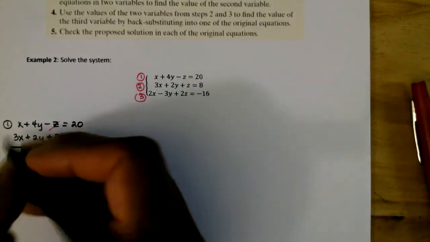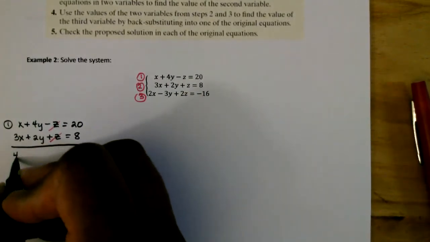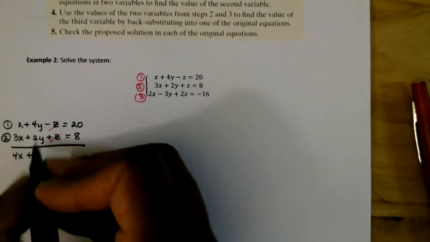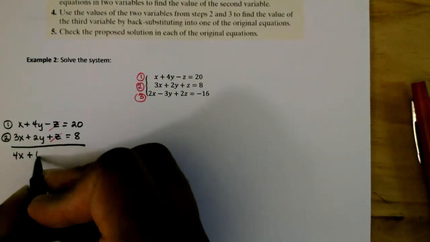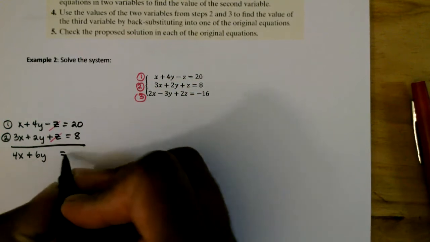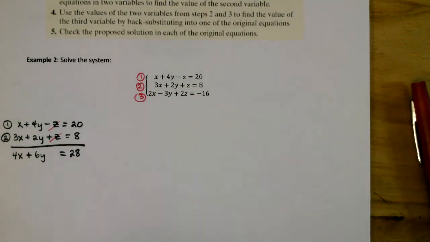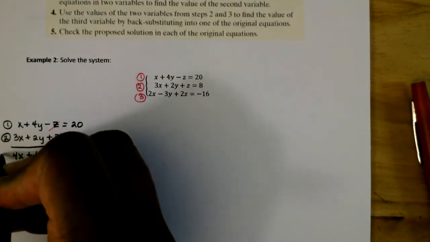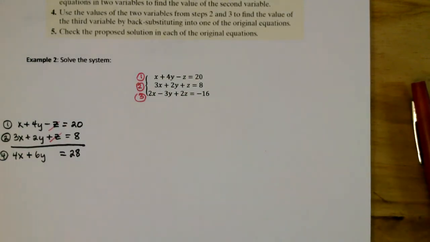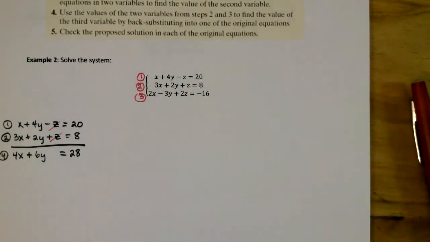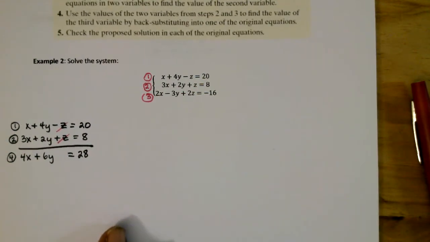x plus 3x, or 1x plus 3x, will be 4x, plus, I'm going to label that equation 2, 4y plus 2y, that's 6y, and that's equal to 20 plus 8. That will be 28. Okay. And I'm going to label this equation 4, because I got equation 1, equation 2, and equation 3. This new equation that I came up with, I'll label as equation 4.